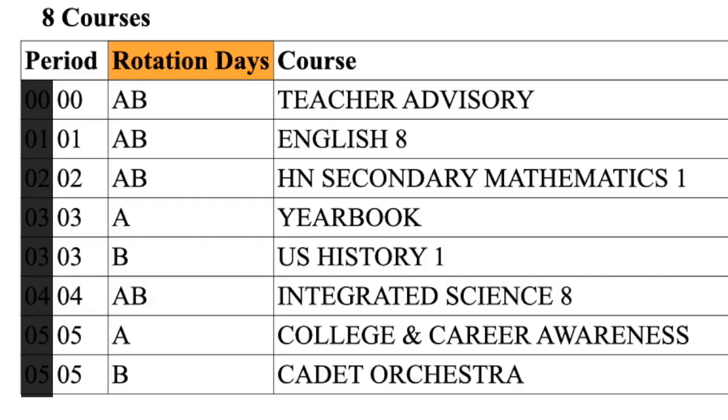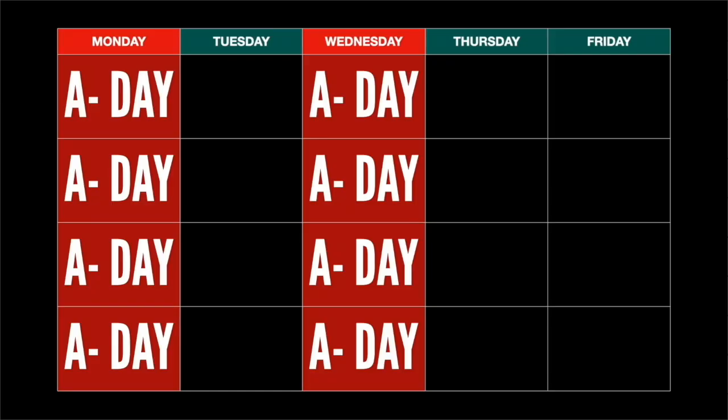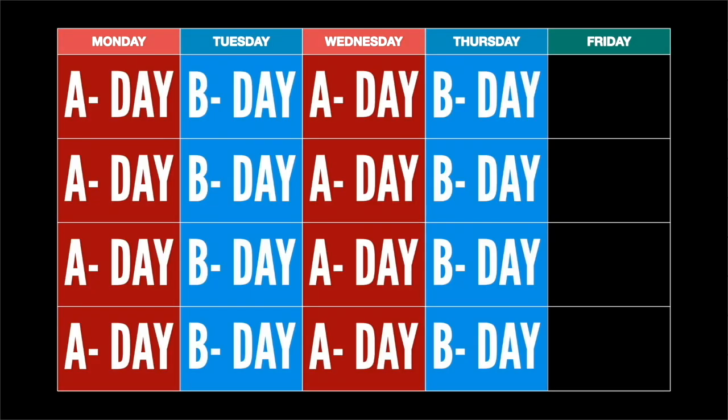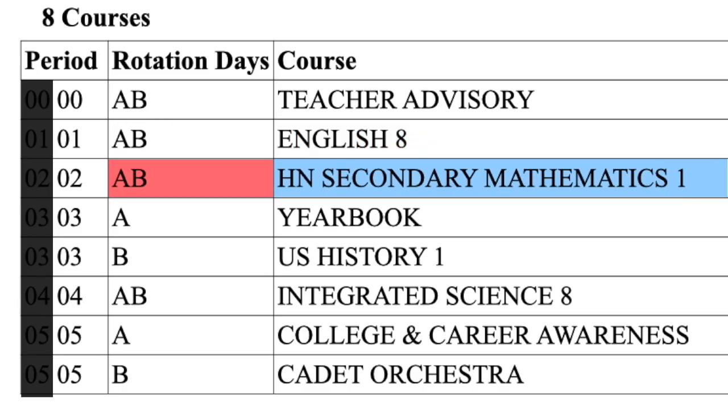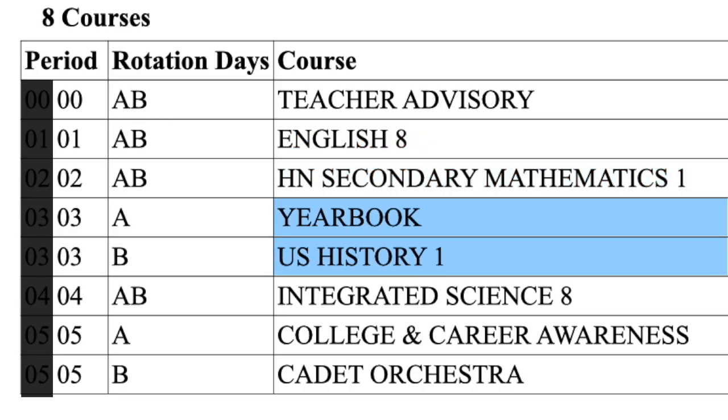If under rotation days, like it says here under 00, teacher advisory, that's den, you'll see that it says AB. That means that the period is every A day and every B day. So on this schedule, English is AB, as it should be. Math is AB. Now, yearbook and history, these are only on A day or B day. So yearbook here is on A day. U.S. history is on B days.